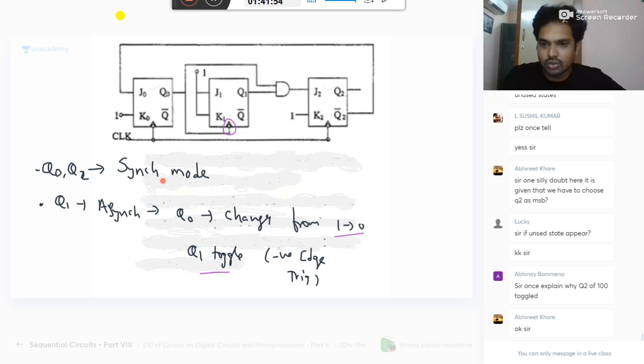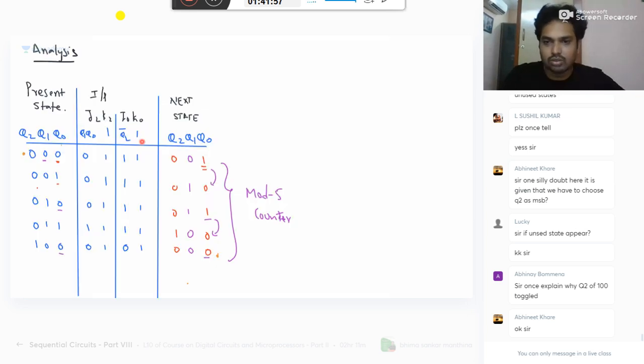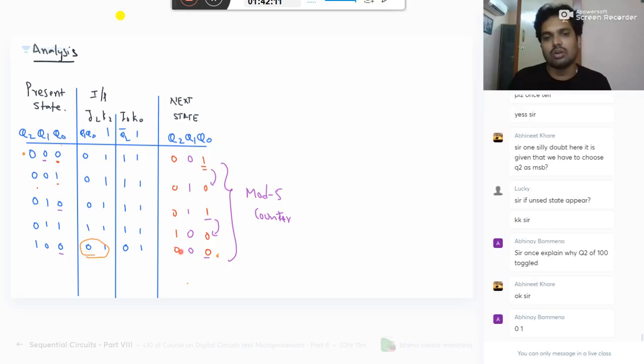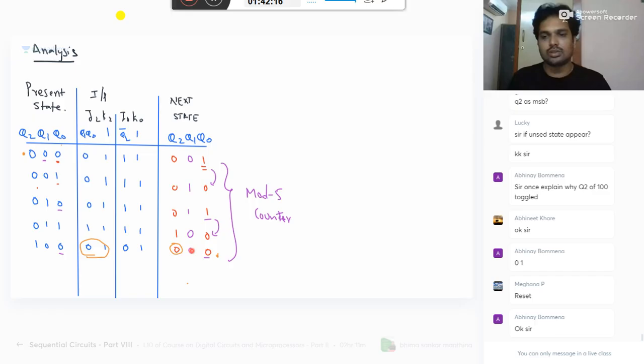Sir, once explain why Q2 of 100 toggled. Q2 of 100 is not toggled. What is the input? Tell me. Abhinay, what is the input? 0, 1. What is the output for 0, 1? That's all.